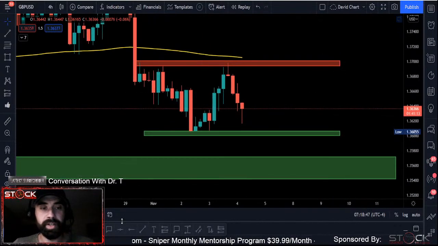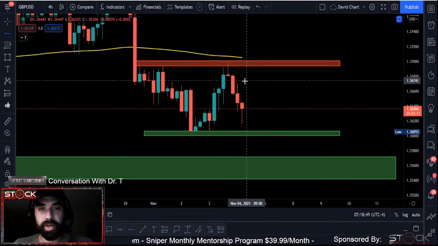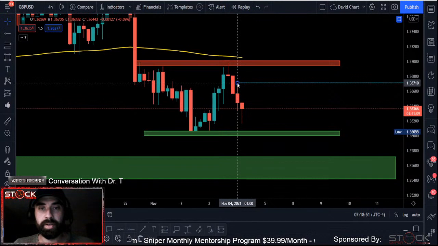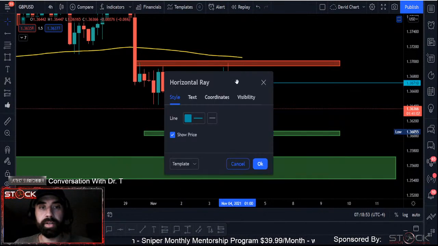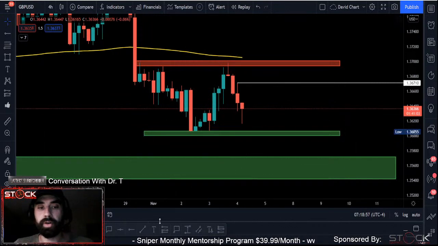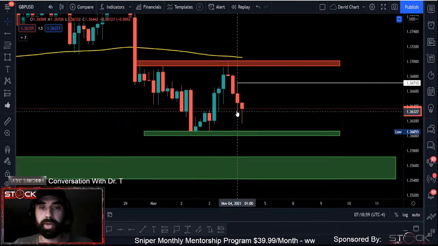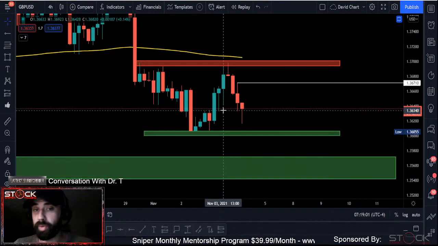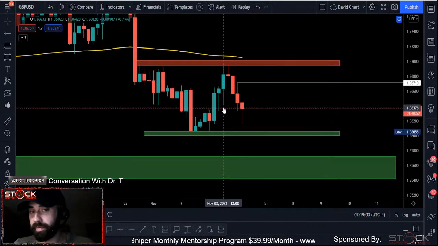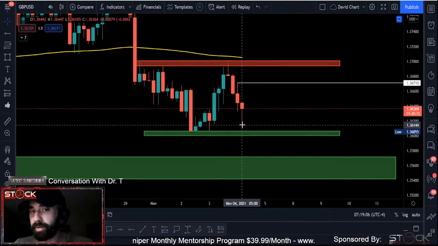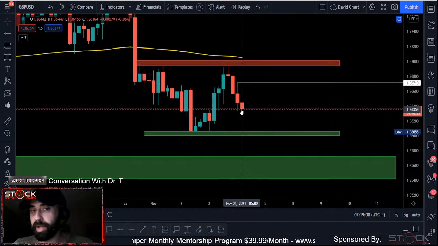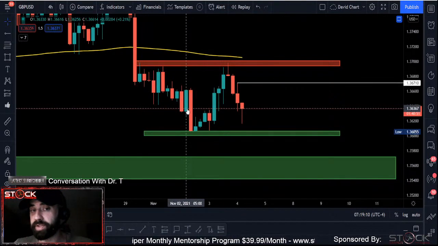All right. Now, use a horizontal ray, update it to white for pearl. All right, you can see currently right now we're getting held right at the previous two bottom wicks right here. They're starting to break above it in terms of the body, so they tried to push it down. Now they're having a retracement, a pullback, maybe consolidating, waiting for some news to happen.